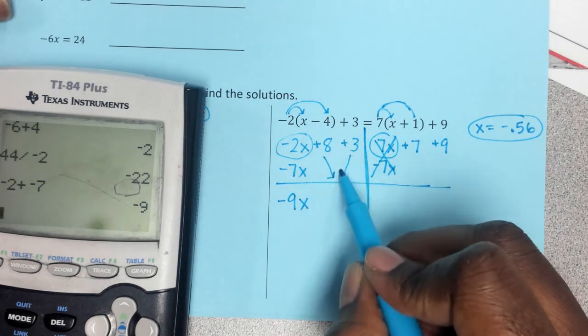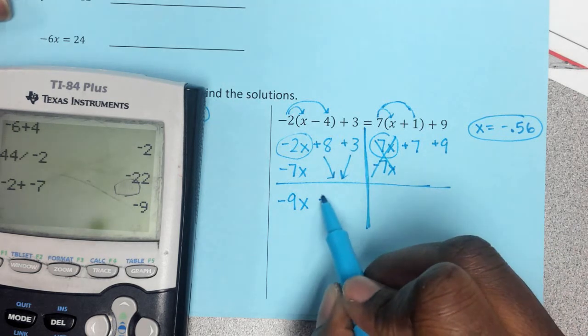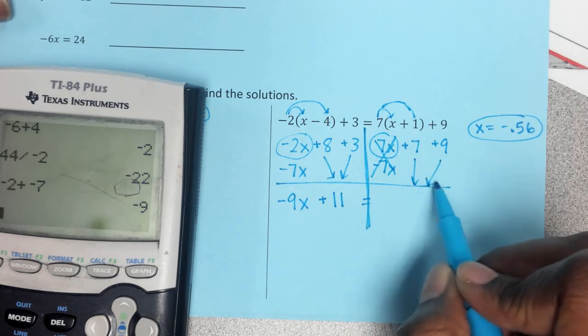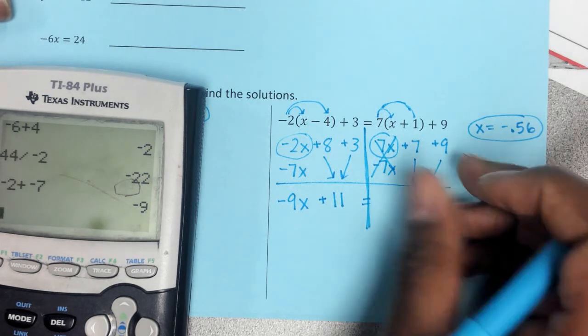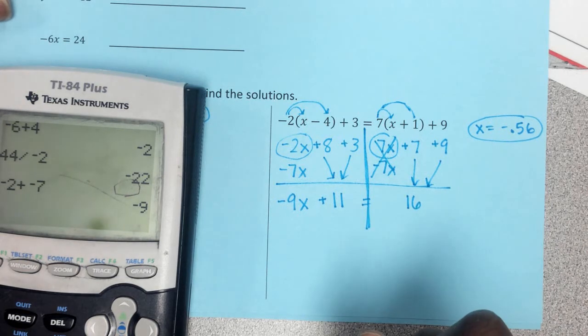Now these two both do not have x's. They're on the same side. Add them. 8 plus 3, 11. These two do not have x's. They're on the same side. Add them. That's 16. Question?